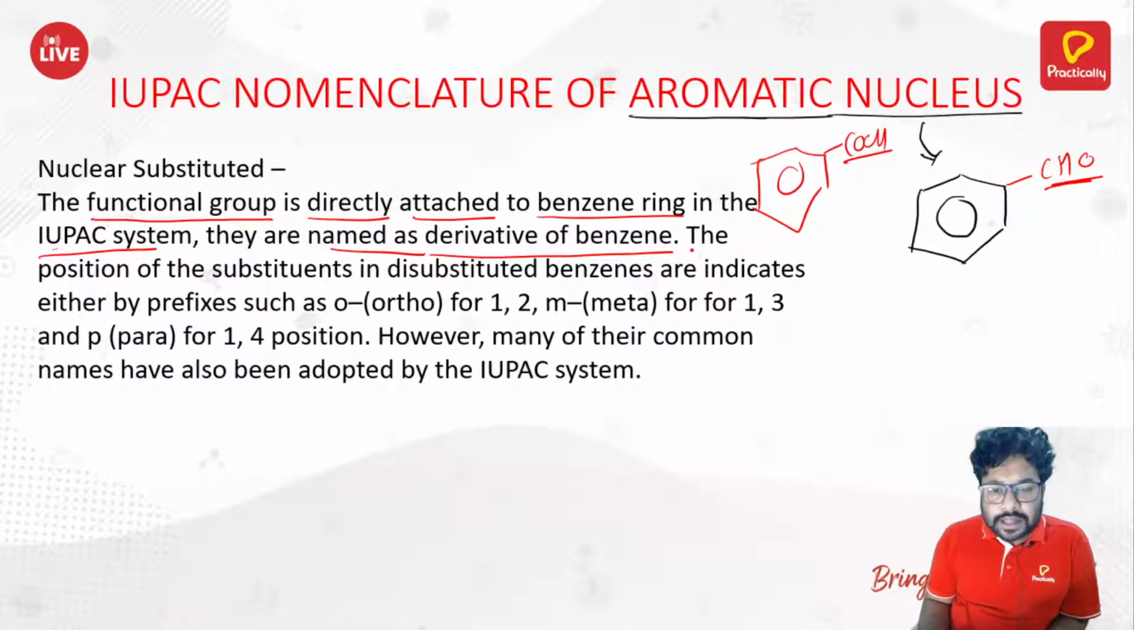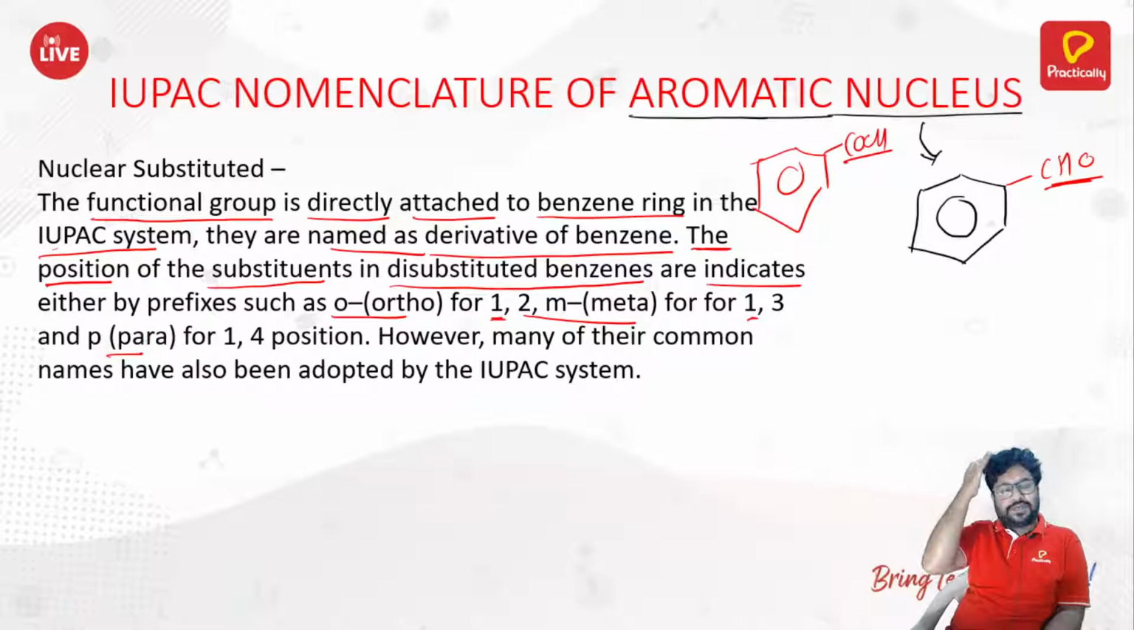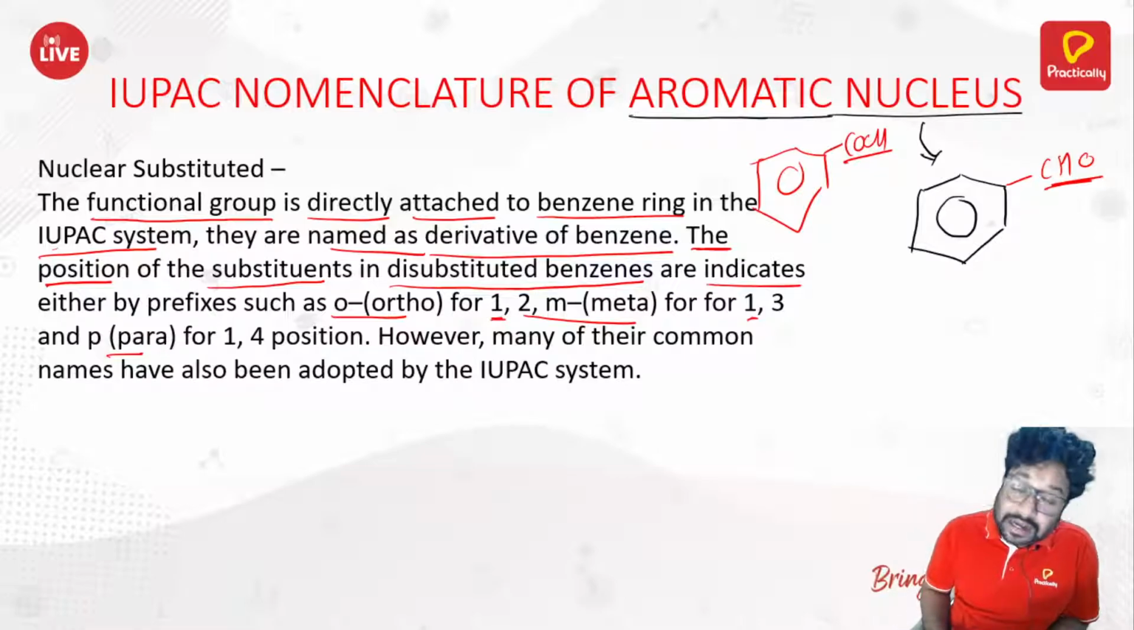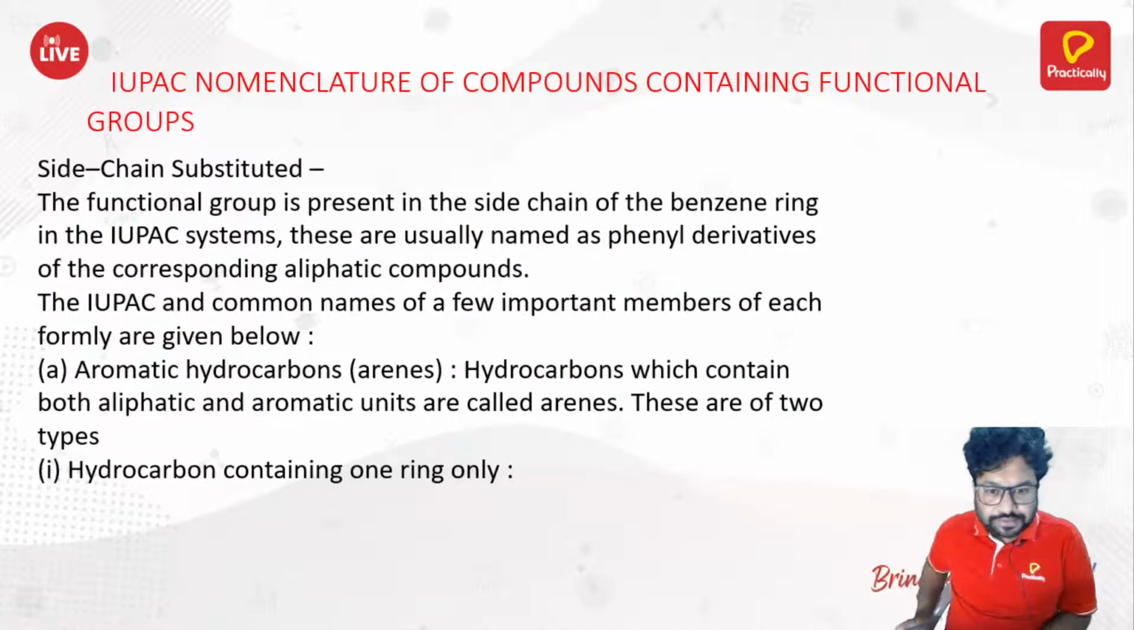Okay. Now the positions of the substituents in a di-substituted benzene are indicated by ortho for the very first position. Second, it's meta, right? And para. We know this position, right? For 1 and 4. We all know these positions. I have told you earlier also in GOC and in aromaticity also, so we had seen that. Let's see those examples now.